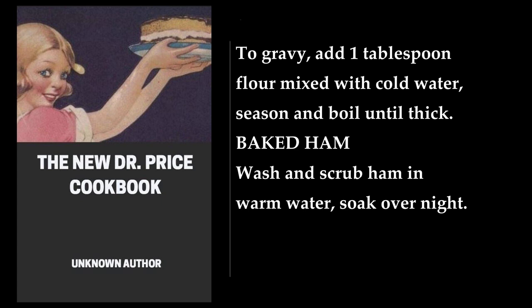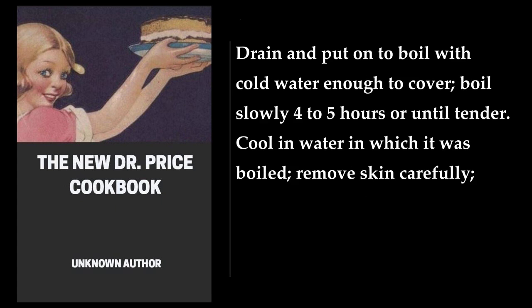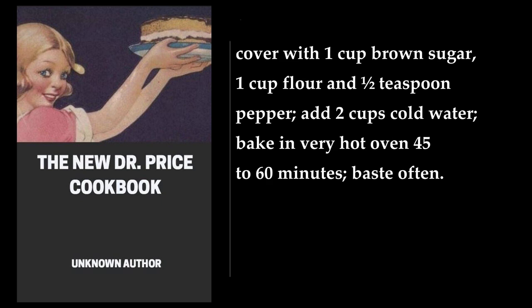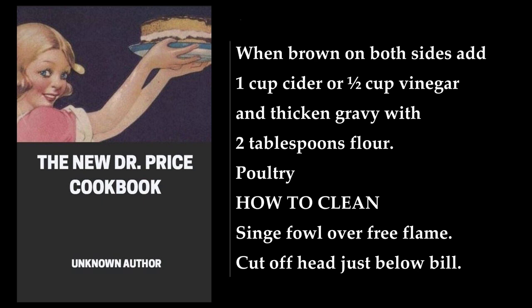Baked ham. Wash and scrub ham in warm water, soak overnight. Drain and put on to boil with cold water enough to cover, boil slowly 4 to 5 hours or until tender. Cool in water in which it was boiled, remove skin carefully. Cover with 1 cup brown sugar, 1 cup flour and 1/2 teaspoon pepper, add 2 cups cold water, bake in very hot oven 45 to 60 minutes, baste often. When brown on both sides, add 1 cup cider or 1/2 cup vinegar and thicken gravy with 2 tablespoons flour.